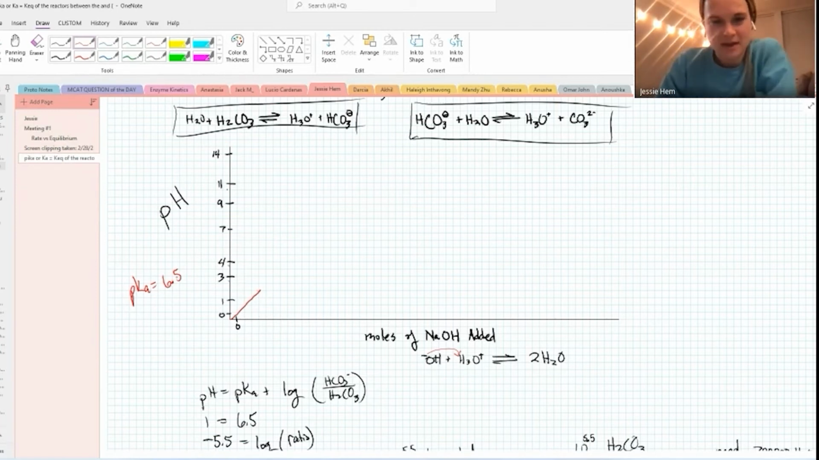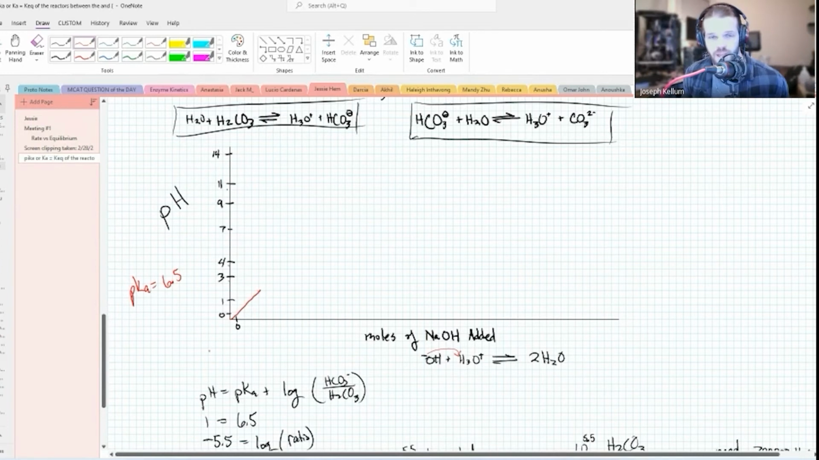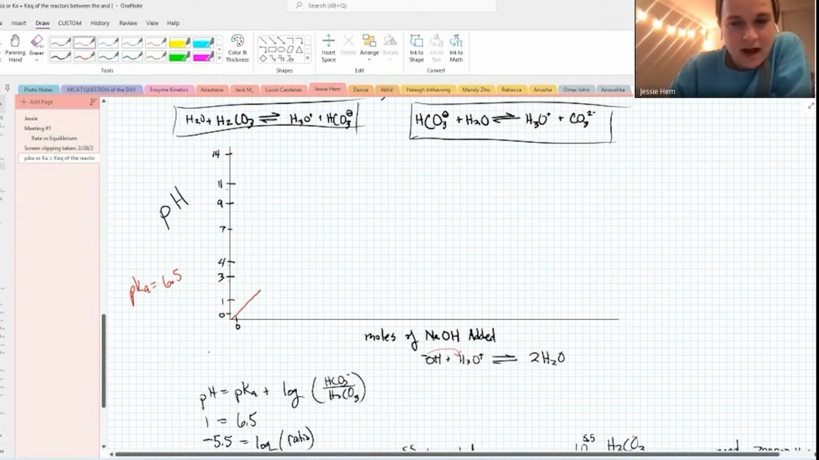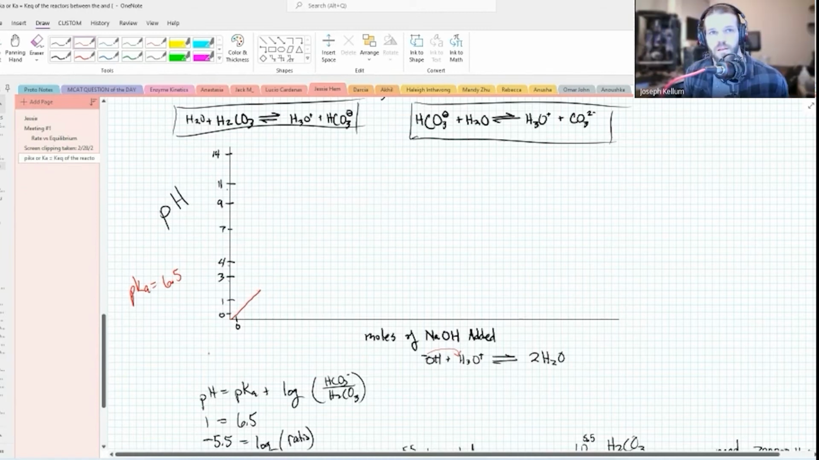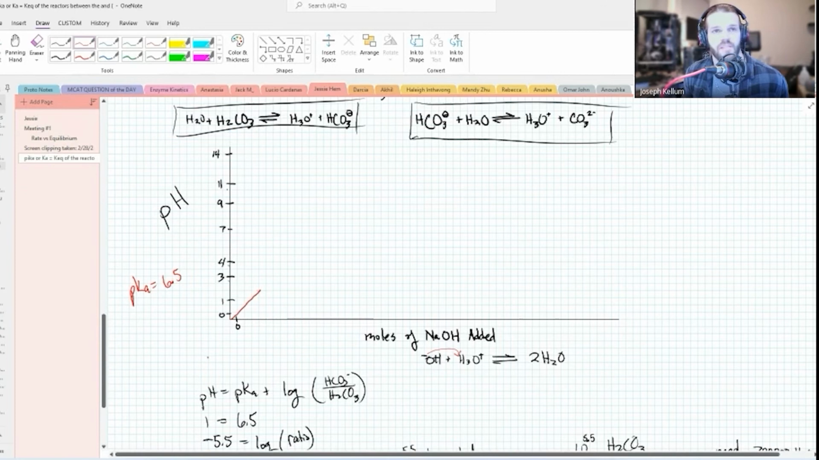So we're adding base until we hit a pH that is close to the pKa of the acid. And we keep adding base. The base just continues to be added, and it keeps neutralizing the hydronium ions until we get to the pKa of the acid that's in the solution. Is that correct?